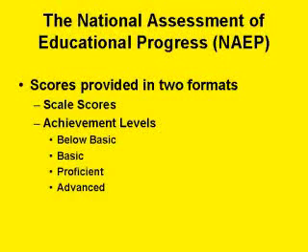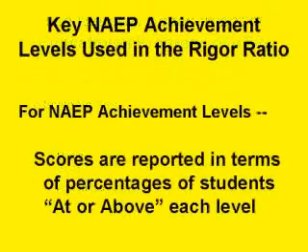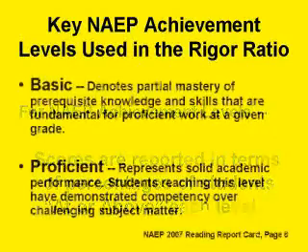The first are scale scores, which we won't use in this program. The second are achievement levels. These are below basic, basic, proficient, and advanced. There are a couple of key NAEP achievement levels that we will use in the rigor ratio, but first we need to mention that for all of the achievement levels, scores are reported in terms of percentages of students who are at or above each level.